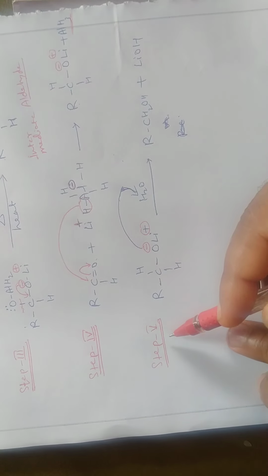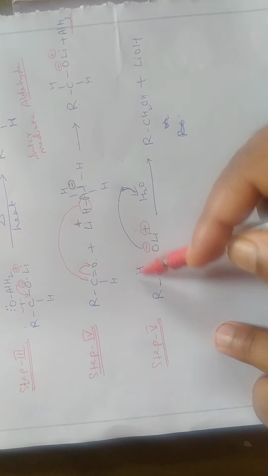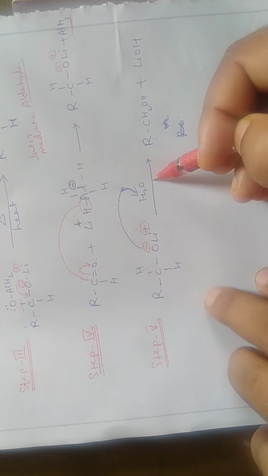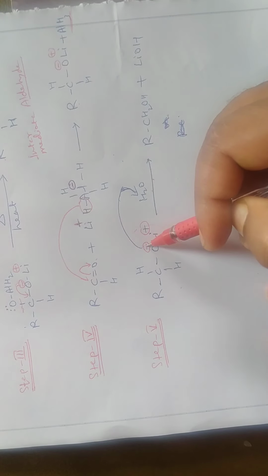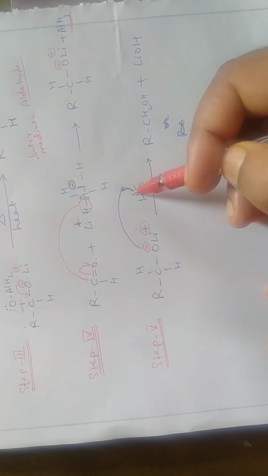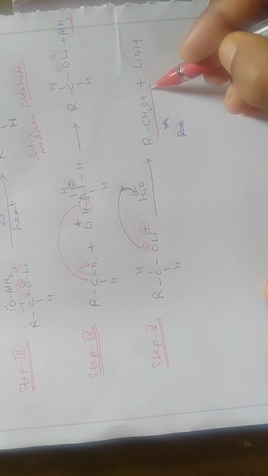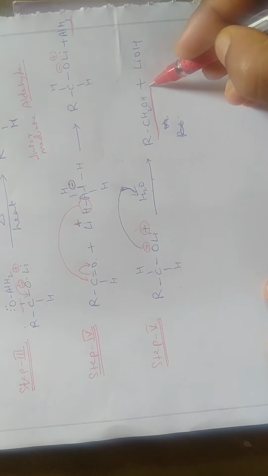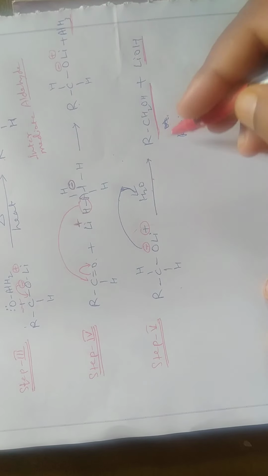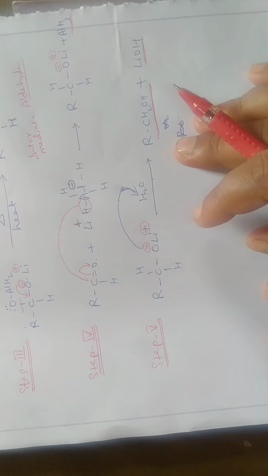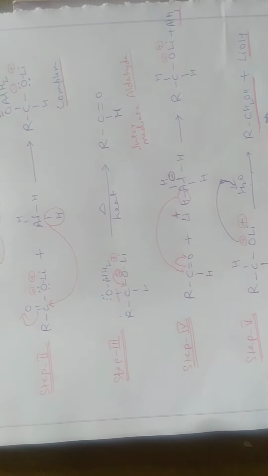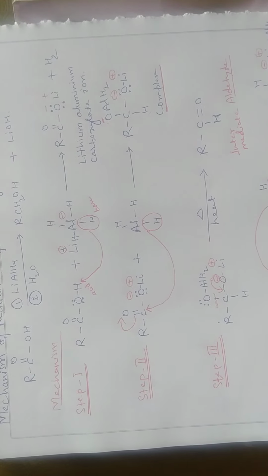Now in the fifth step, this one undergoes hydrolysis. So what happens in hydrolysis? In the fifth step, this oxygen O minus takes H plus ion from water to form RCH2OH and LiOH. Hence we see that alcohol is formed. So the entire process occurs in 5 steps.